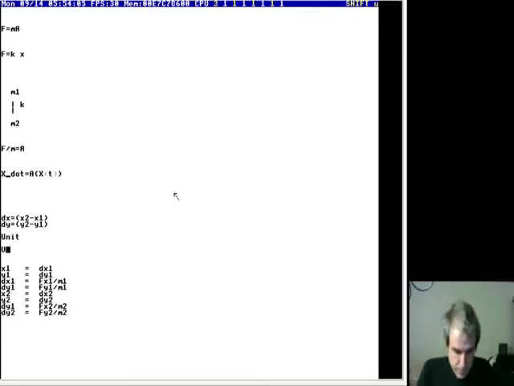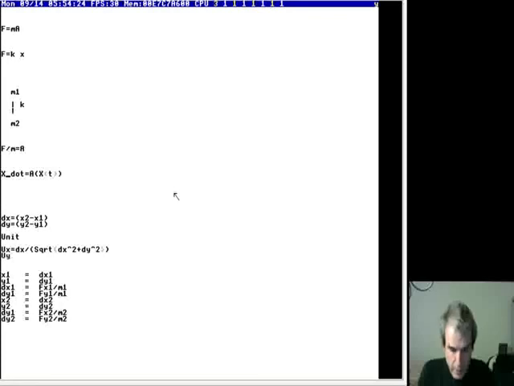Okay, so unit x equals dx divided by the square root of dx squared plus dy squared. Unit y equals dy divided by the square root of dx squared plus dy squared. Okay. So once you got that, that's your unit vector.